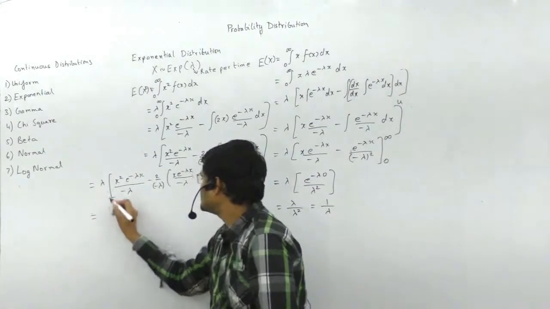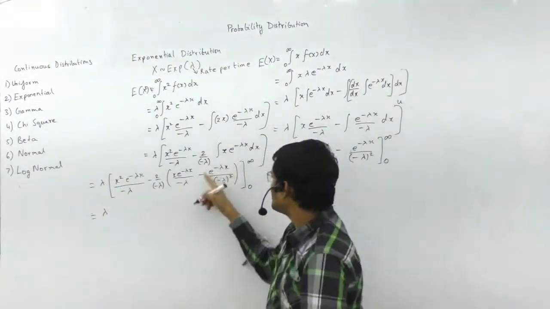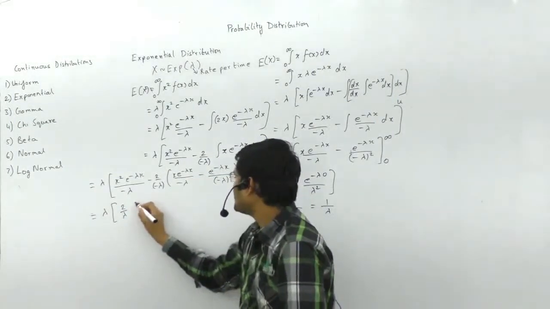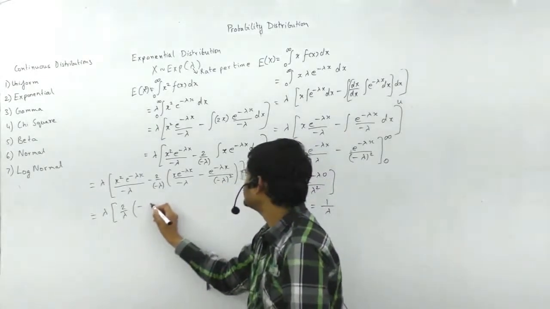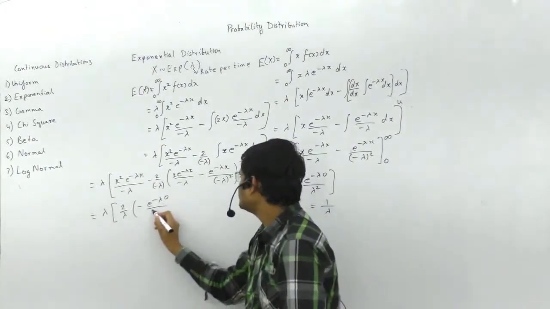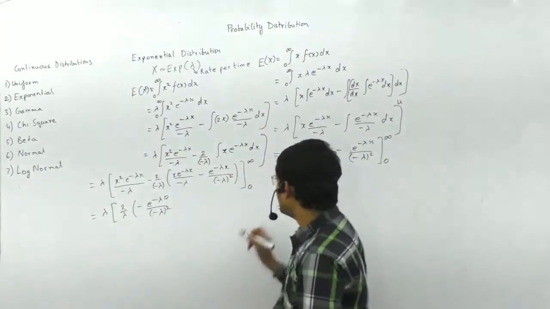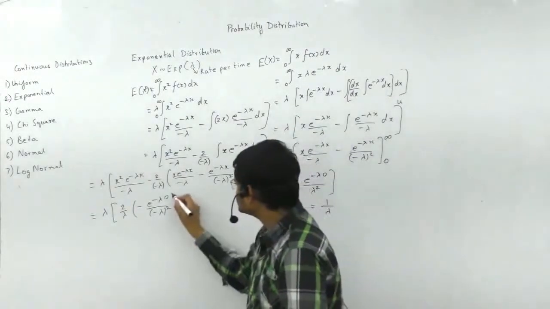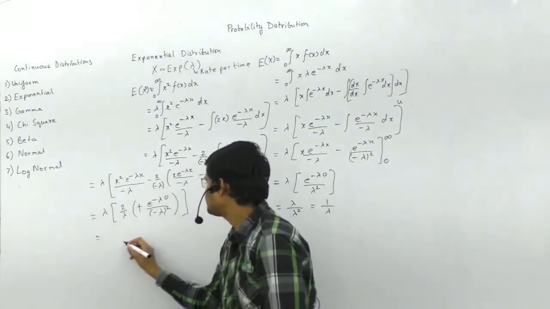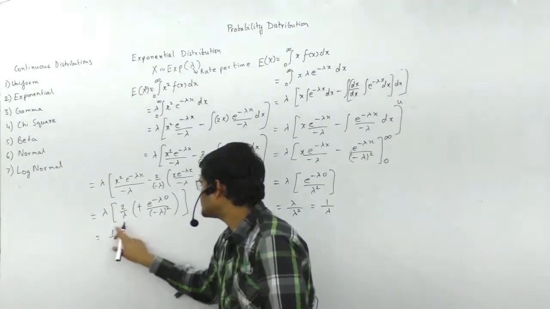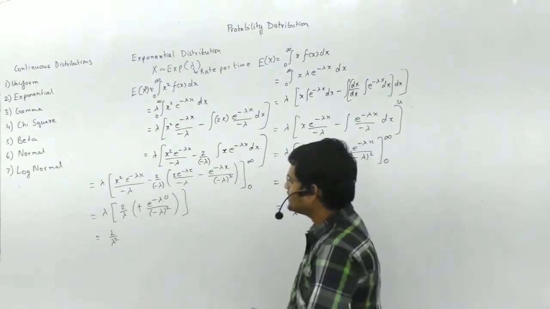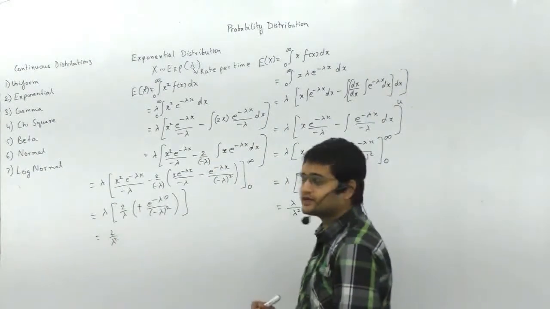So we are left with first lambda here, then only this term, but this will be multiplied, so I can say 2 by lambda, and then we are left with minus e raised to minus lambda 0 upon minus lambda square. But just because this was the lower limit, this term is going to be negative and I get a positive value. And we get 2 by lambda square. So we get 2 by lambda square, that is nothing but the expected value of x square.